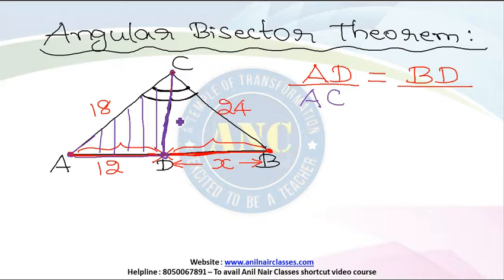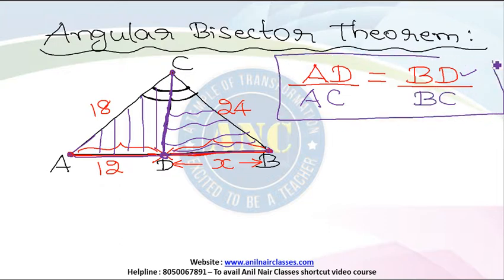Similarly, if I take this particular triangle BCD, in BCD, CD is the line which is the bisector. Forget about that line. BD is the line which you have already written here. What is the other line? The other line is nothing but BC. This is the actual correct representation of the angular bisector theorem, right? Then substitute the values and find out the x value.